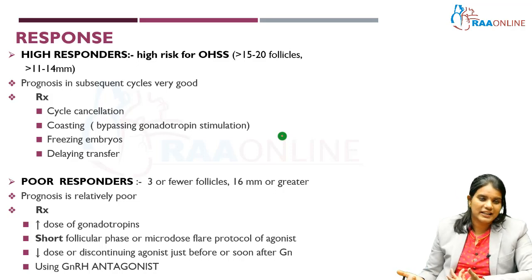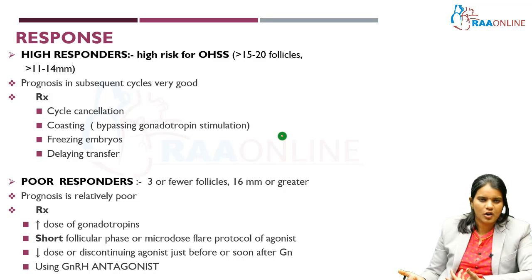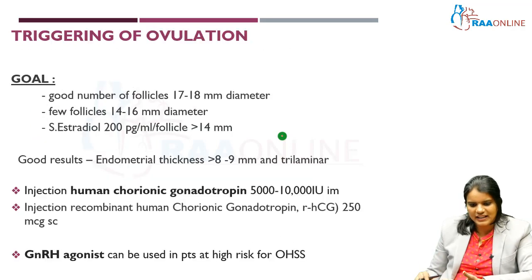So there are 3 types of responder: high responder, poor responder, and normal responder, depending on the number of eggs they produce. If they produce more eggs, it's called a high responder. With a low number of eggs, they are called a poor responder. And how to individualize each of them is what is given in these slides.